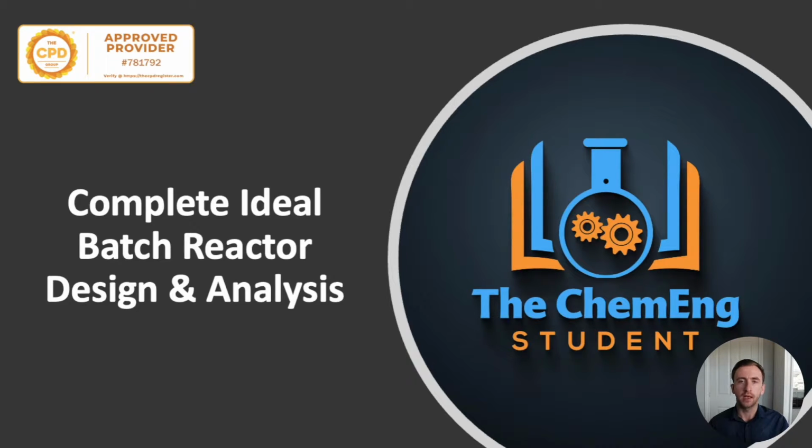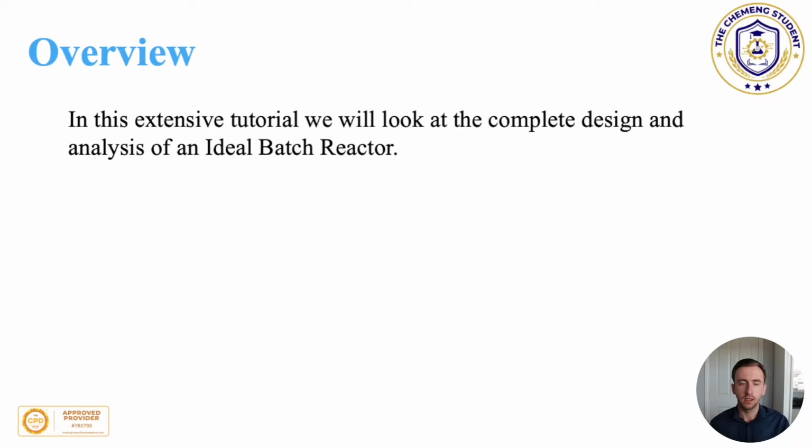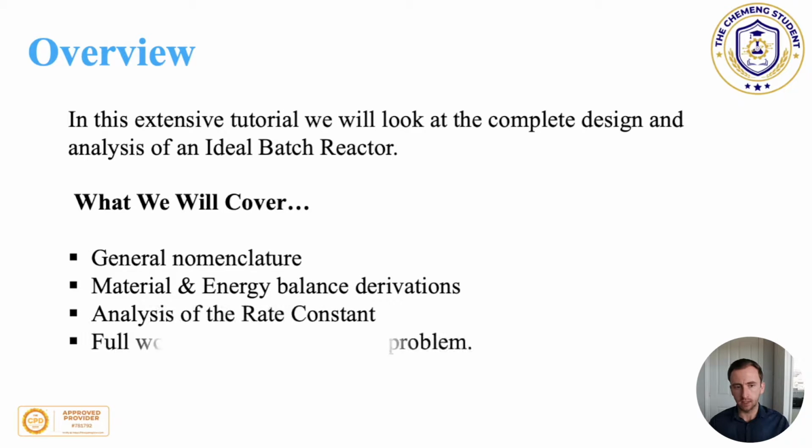In this lesson we're going to take a look at the complete ideal batch reactor design, analysis and problem solving. Just to give you a quick overview of what we're going to look at in this tutorial, we're going to cover the following key elements. We're going to look at the general nomenclature associated with reactor and reaction design. We'll look at the full derivation of the material and the energy balances for a batch reactor. We'll then look at extensive analysis of the rate constant and its importance within reactor design and reaction engineering. And then we'll finalise with a full working solution from a real problem.